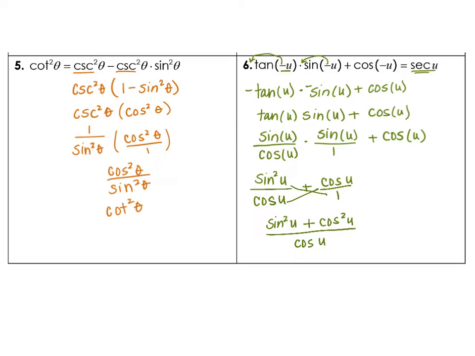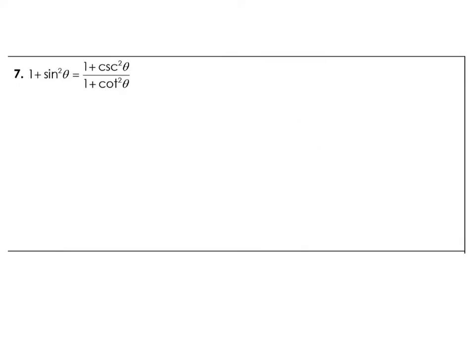And let's see, sine squared plus cosine squared. I hope we're seeing that it's 1 now. So that is 1 over cosine u, and I know that is secant u. And so again, we have our sides to match.